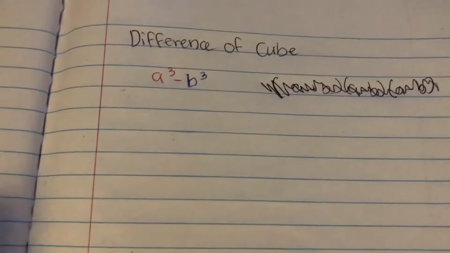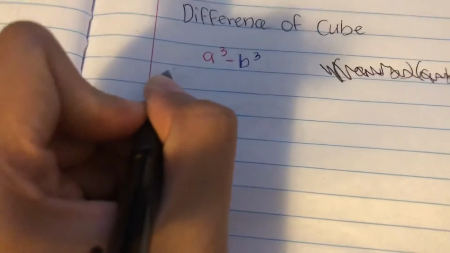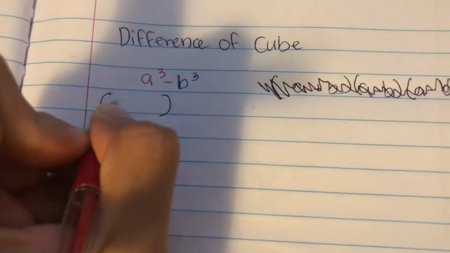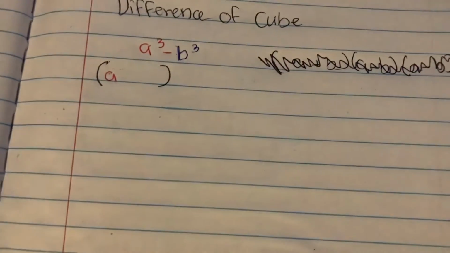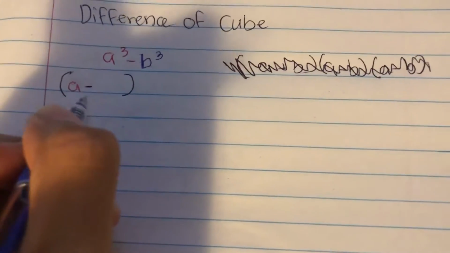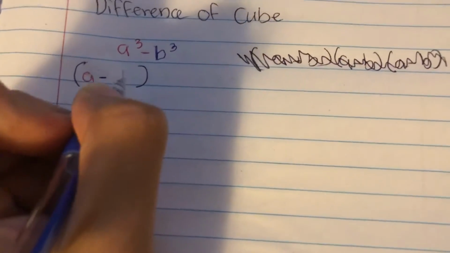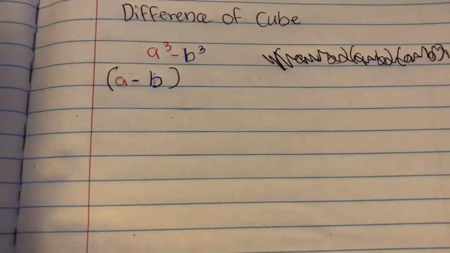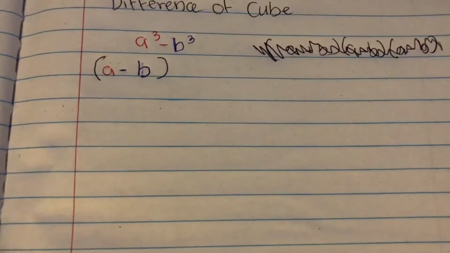So the formula for this one will be this. We're gonna put parentheses on this so we can start off. Off the bat, it's gonna be a, because we're just gonna break that a into 3, and we're gonna bring that minus sign down. We're gonna break that b down into 3, so a minus b. So that's the first set of it. Now we need the rest of it that completes it and makes this true.